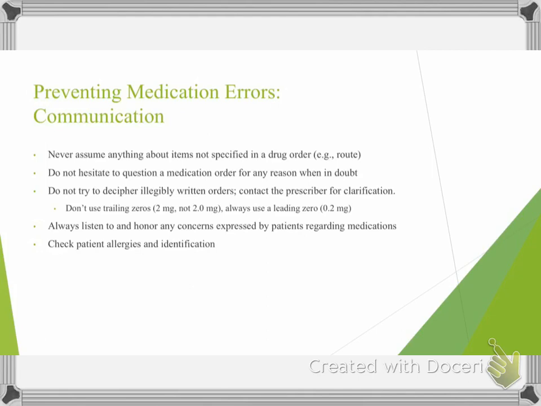So preventing medication errors with communication. Never assume anything about items that are not specified in a drug order. For example, the route. If it is an incomplete prescription, you don't give it. You call for clarification. Even if the only way it is given is PO, it does not matter. You still have to call the prescriber, get them to change the order, put it all in order so that it is complete. You don't hesitate to question a medication order for any reason when in doubt. Always contact the prescriber or pharmacy.